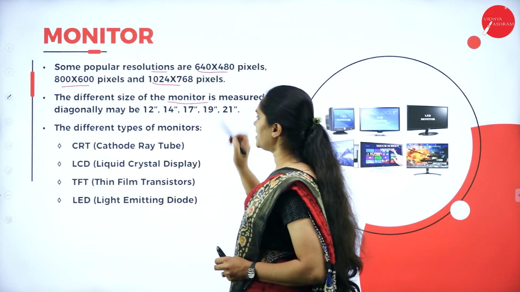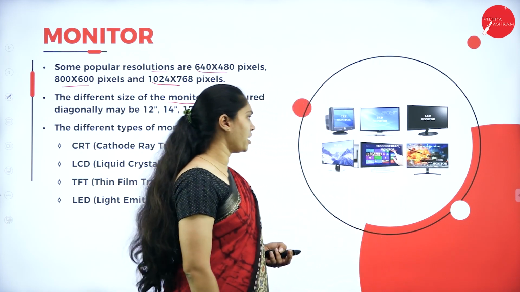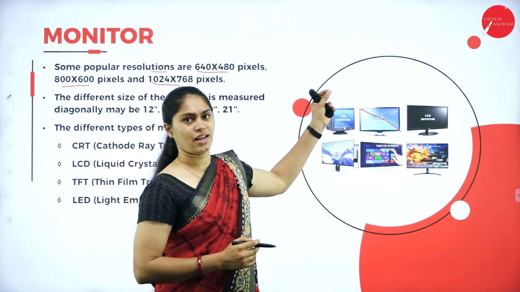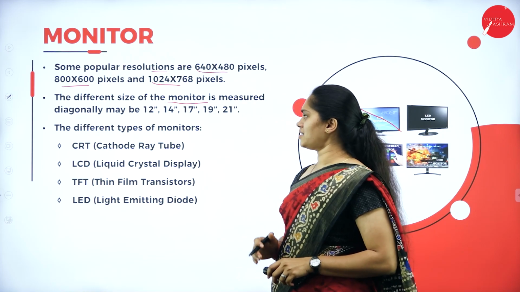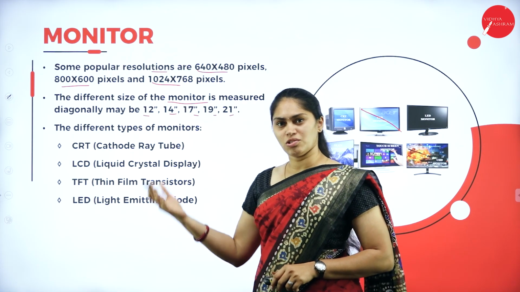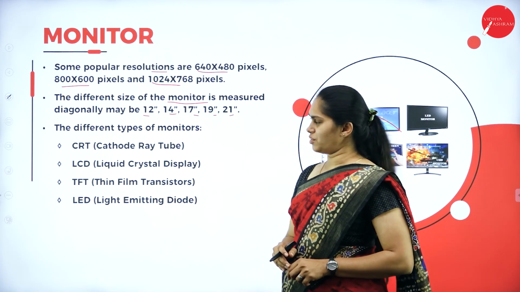So what are the different sizes of monitor we have? We measure the size of a monitor diagonally, in inches, from the top left corner to the bottom right corner. So with the diagonal we find its size. It can be 12 inches, 14, 17, 19, 21. Nowadays we have monitors with larger sizes in inches.